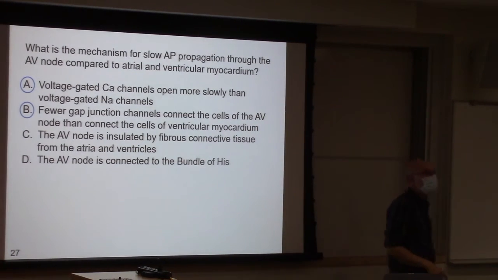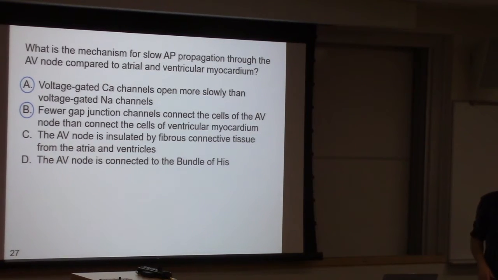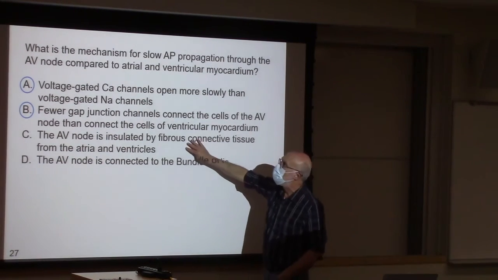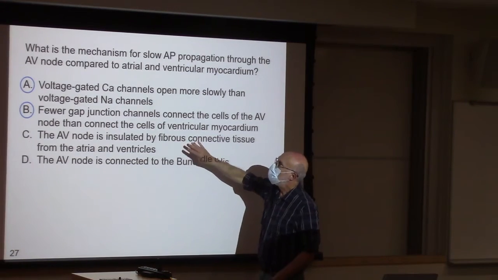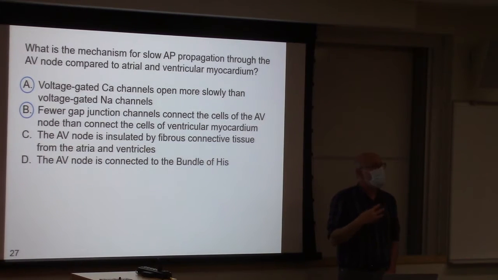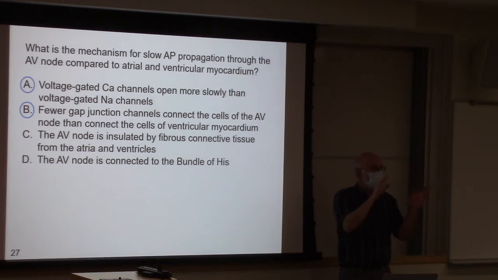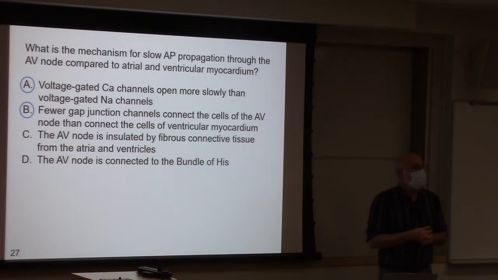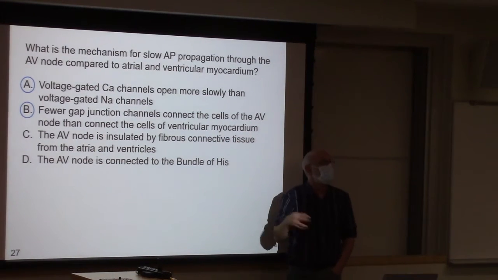Yes, Robert? Why is it not C? C as in Charlie, okay. AV node is insulated, so this is a true statement. It's part of why the AV node is the window for excitation to spread from the atria into the ventricles. But it doesn't answer the question as to why the AV node spreads slower than the myocardium. So this is a kind of a trick answer. It's a true statement, but it doesn't answer the question.